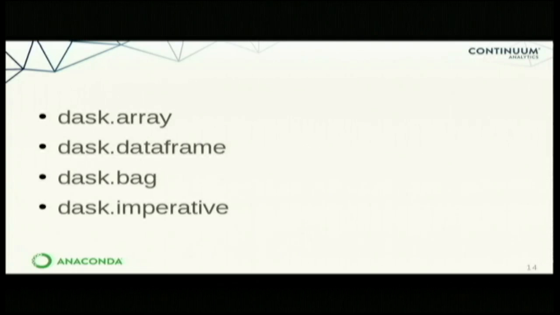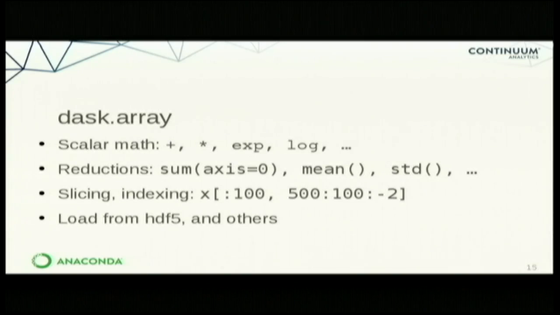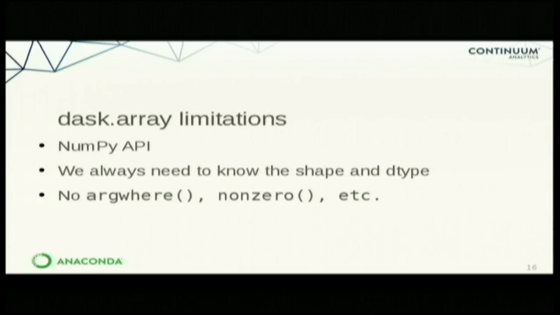So I gave a few examples of what dask.array does. It supports most scalar element-wise operations, reductions, slicing, and one thing that's important is you don't always create NumPy arrays from scratch. You often have to load them from external places like some CSV file or HDF5 or something else. And so we support load methods that load from files like this in a blocked way. We also have tensor products and things like that, but there are some things we don't have.